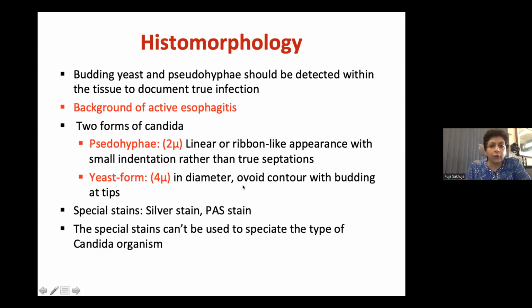So what you need for the diagnosis is not just to see Candida buds, but you must see the budding yeast form or the pseudohyphae, which means that these are growing there. They are not just present as a commensal and in a background of active esophagitis. If there is no inflammation, be very cautious of saying that this is candidiasis. You may have picked up a few spores of Candida, but it may not be candidiasis. We use special stains like silver or PAS to diagnose fungal infections.